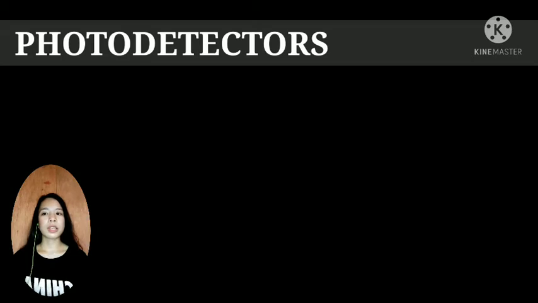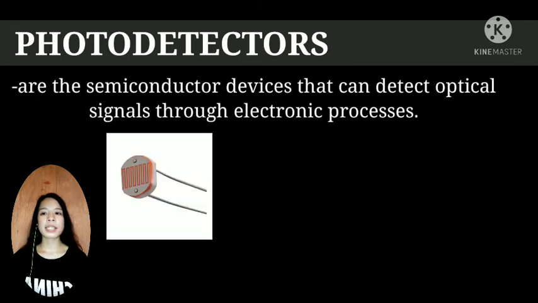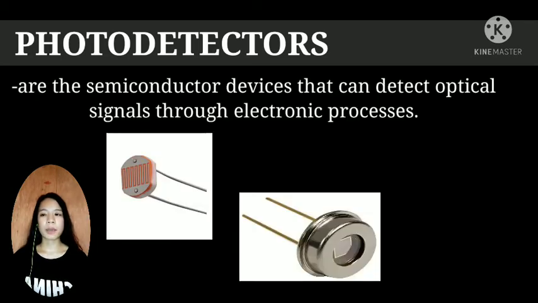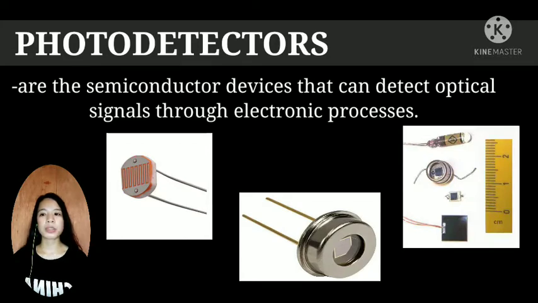Photodetectors are semiconductor devices that can detect optical signals through electronic processes. So that means the extension of coherent and incoherent light sources into the far infrared region on one hand, and the ultraviolet region on the other hand, has enhanced the requirements for high-speed, sensitive photodetectors.